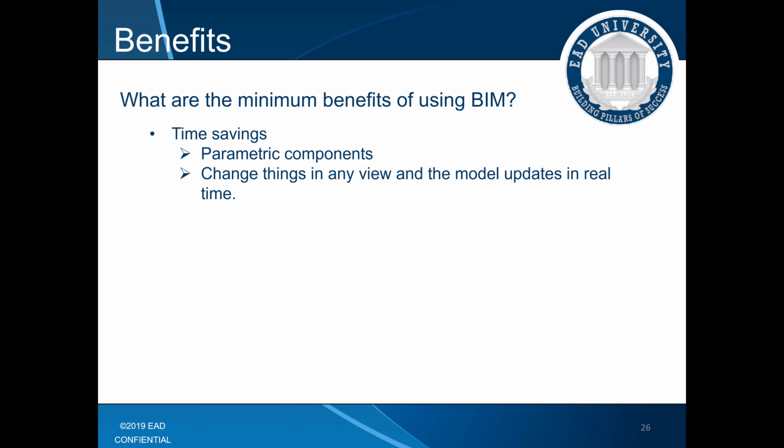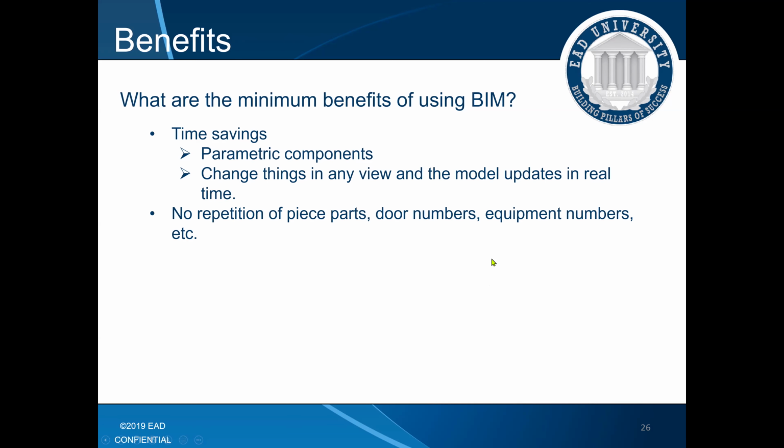There's no repetition. A piece part, the door numbers, equipment numbers, etc., you don't get a repeat on them. Once you've put the pieces of equipment in, everything kind of flows. You will notice that it will not let you duplicate numbers. If it does, it'll let you know, and then it usually puts a question mark behind it to say that you have an error or there's something that's duplicated.